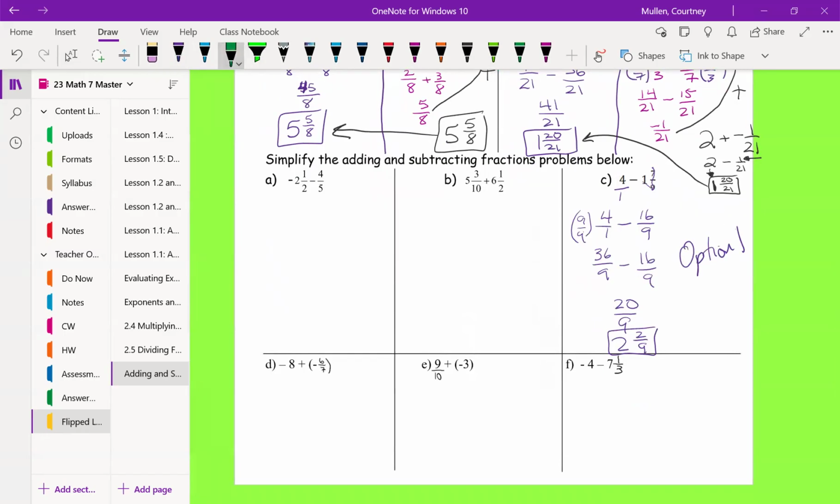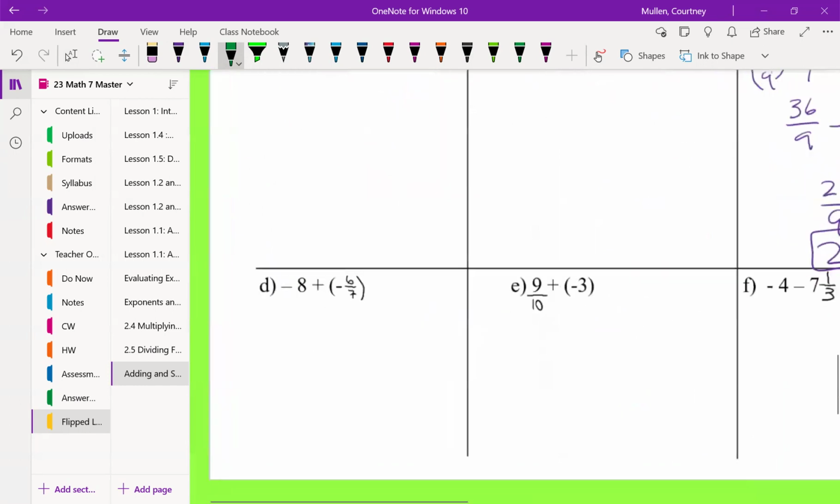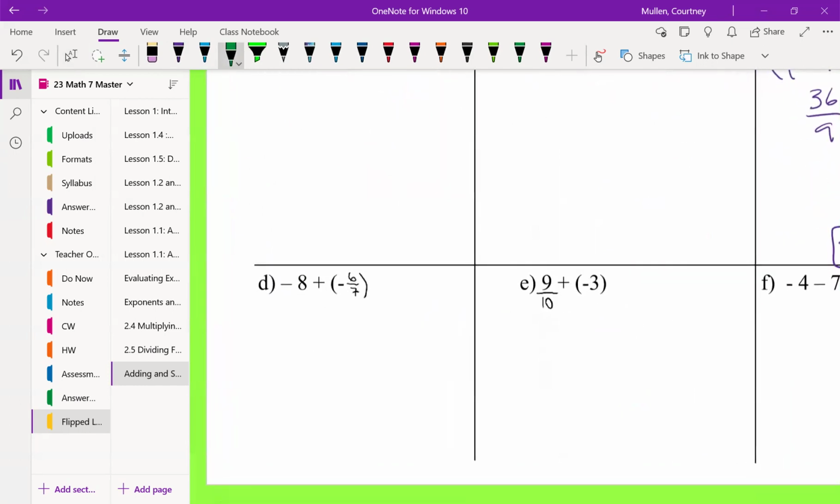Sometimes it's just much more efficient to try option 1, and other times it's much more efficient to try option 2. Take a look at D with me. I noticed that I have this double sign, so -8 minus 6/7. Same sign, add and keep the sign, right? So I'm going to just add them. If I were to add the whole numbers it would be -8, and there's no whole number on the -6/7, so that's -8 plus 0. And if I were going to add the fraction bits, the 8 doesn't have a fraction, and then I have -6/7, so that's -6/7.